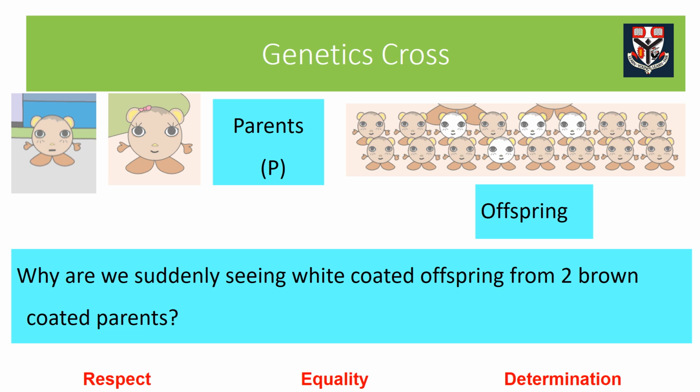From the cross, we saw that a parent generation that had 2 brown-coated individuals produced offspring where we actually saw a mix in the coat colour. We got some brown and some white. The question being posed: why are we suddenly seeing white-coated offspring from 2 brown-coated parents?